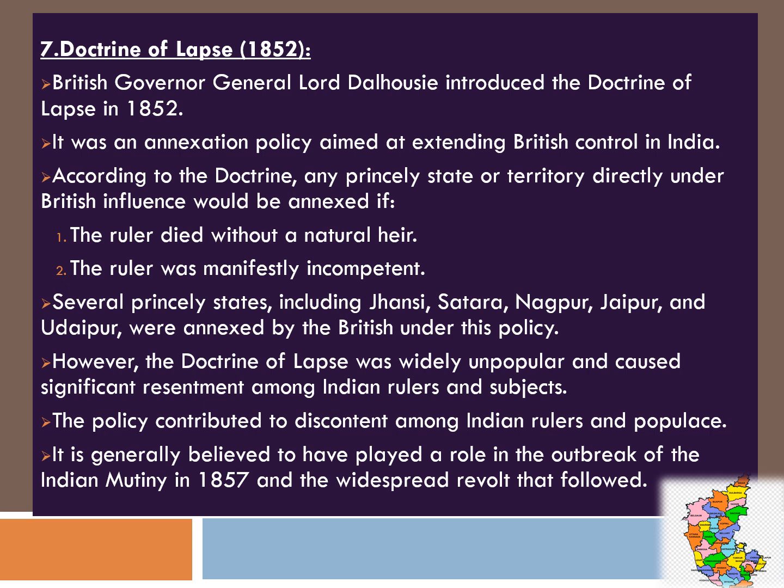Several princely states, including Jhansi, Satara, Nagpur, Jaipur, and Udaipur, were annexed by the British under this policy. However, the Doctrine of Lapse was widely unpopular and caused significant resentment among Indian rulers and subjects. The policy contributed to a disconnect among Indian rulers and people. It is generally believed to have played a role in the outbreak of the Indian Mutiny in 1857 and the widespread revolt that followed.